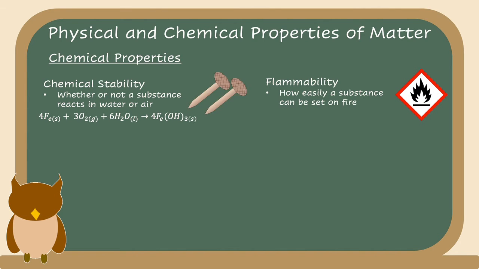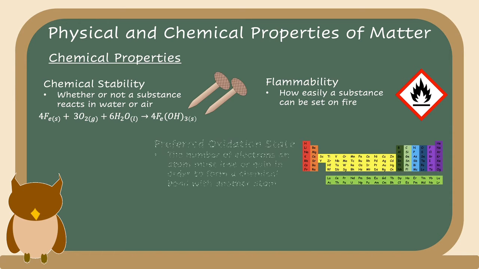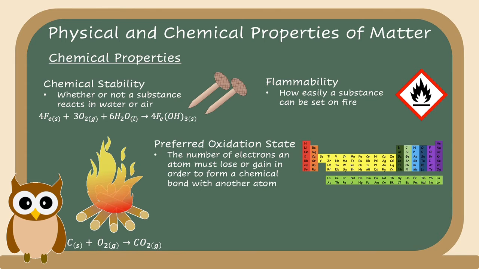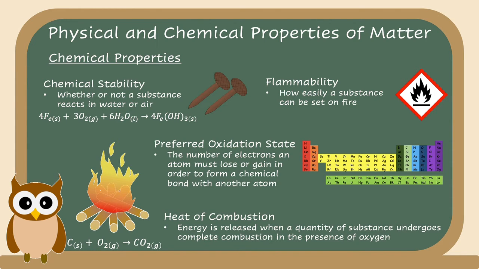Flammability is the test of how easily a substance can be set on fire. The preferred oxidation state of an element is the number of electrons an atom must lose or gain in order to form a chemical bond with another atom. And finally, the heat of combustion is the energy released when a substance undergoes complete combustion in the presence of oxygen. All of these properties can only be observed and measured once a chemical reaction has taken place, and often these reactions cannot be reversed.